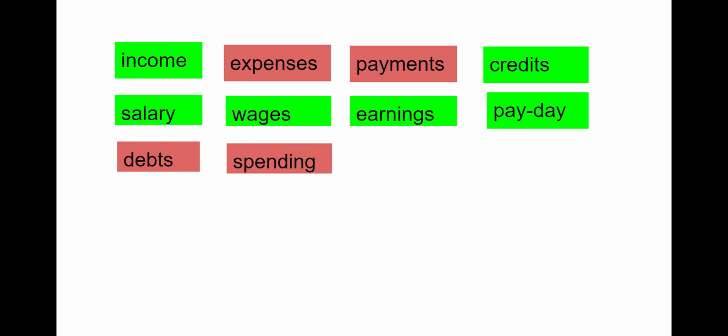Spending, right? You're spending money. That means that you're using it. You may spend money to buy something you want. You may spend money to buy things that you need. Either way, though, you're spending that money and you're using it, so it's no longer in your pocket or in your bank account.